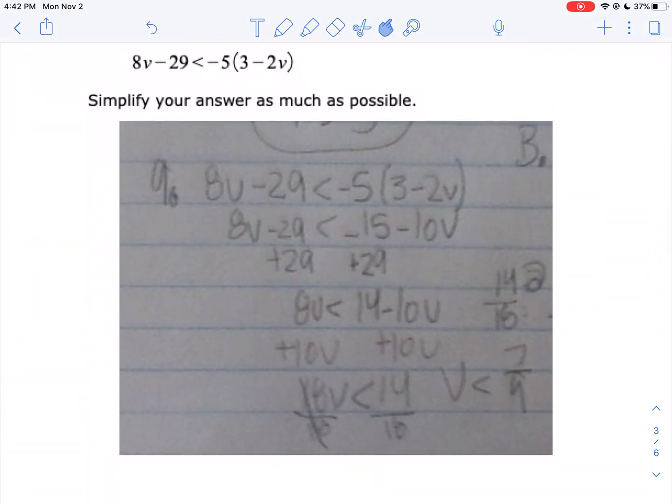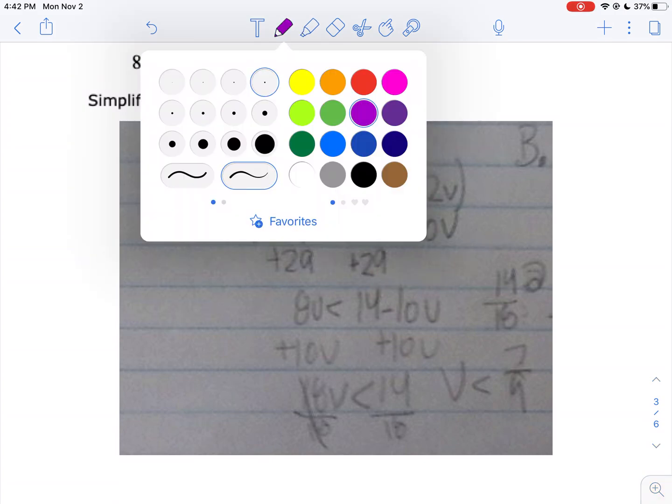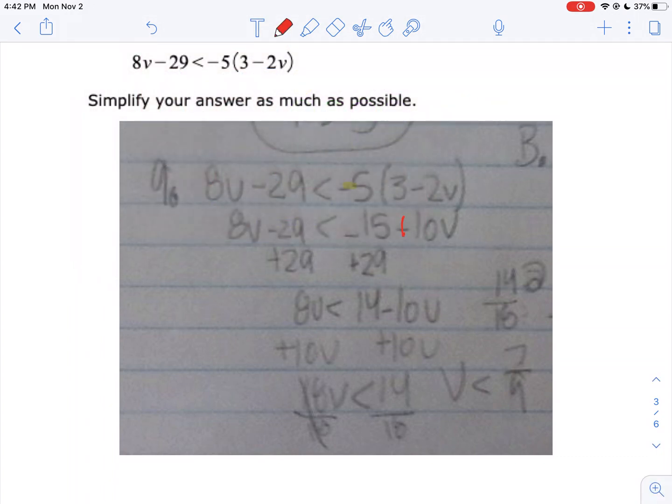On the next question, you just had a tiny mistake here. Let's take a look at it. 8v minus 29 is less than negative 5 times 3 minus 2v. Negative 5 times 3 is negative 15. Here was the mistake. A negative times a negative is a positive, so this should have been plus 10v. And then the rest of the problem, although you had that mistake, you were doing it right. But because you had that minus sign, it led to the incorrect answer.